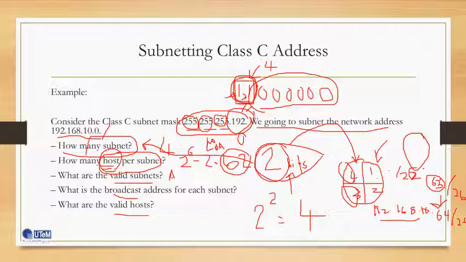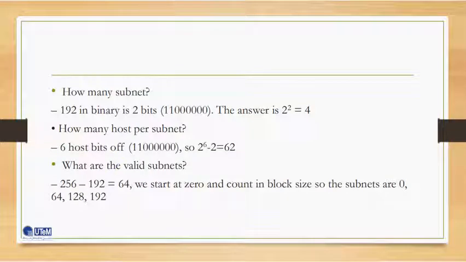What is the valid host? So the valid hosts we have in subnet 1, subnet 2, subnet 3, subnet 4. For subnet 1, the valid host is from 192.168.10.1 until 192.168.10.62, because 0 is assigned to the network address, 63 is assigned to the broadcast. So in between is the valid address. Okay, so this is the answer.